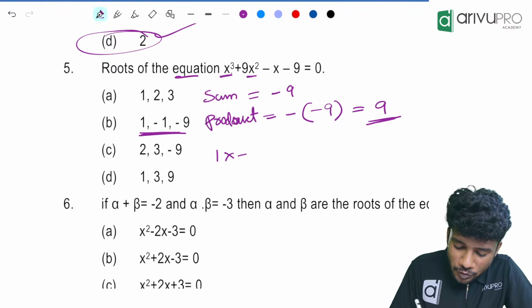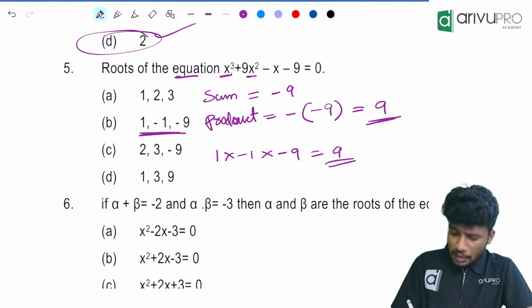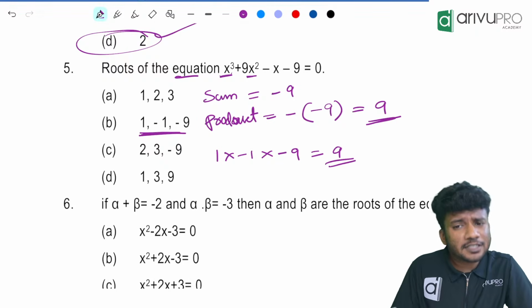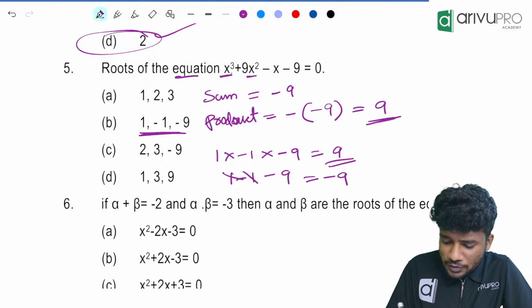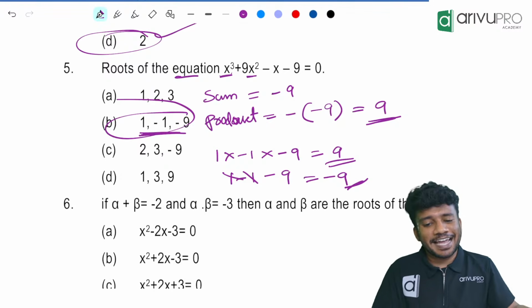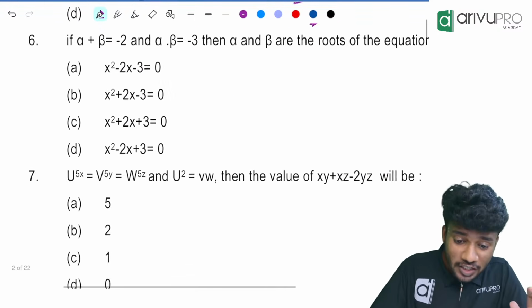That means 1 into minus 1 into minus 9 is equal to how much? 9. Product is 9. Then sum is how much? 1 and minus 1 will get cancelled off. Correct? Then minus 1 is minus 9 is remaining. So sum is minus 9. Option B is the answer. Very easy question. Very easy answer. Rubesh, right answer. Sanjay, right answer.